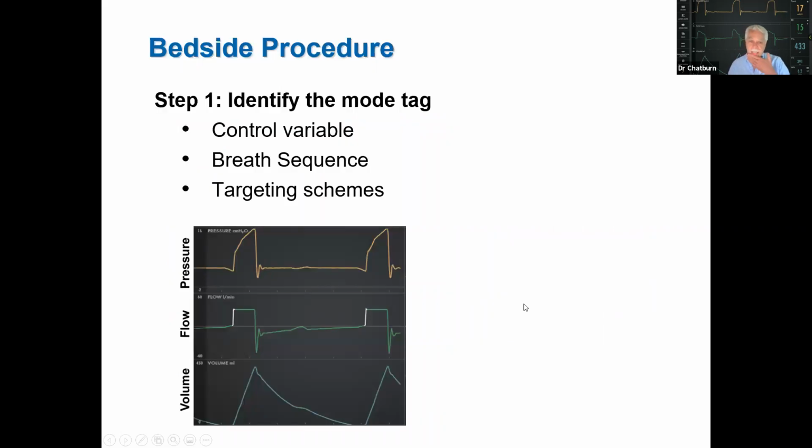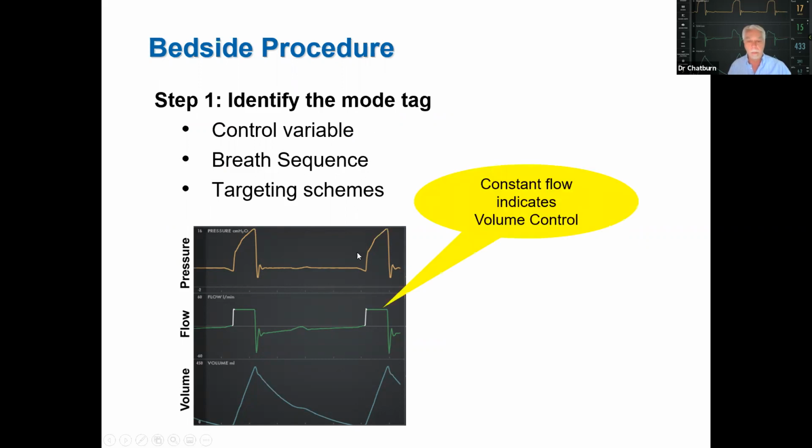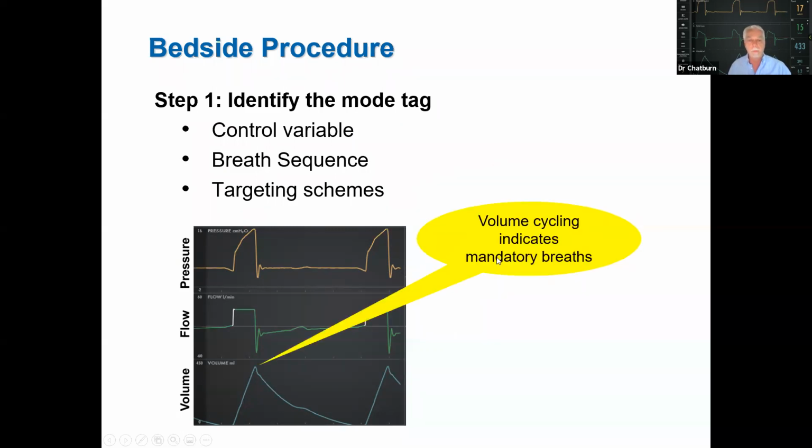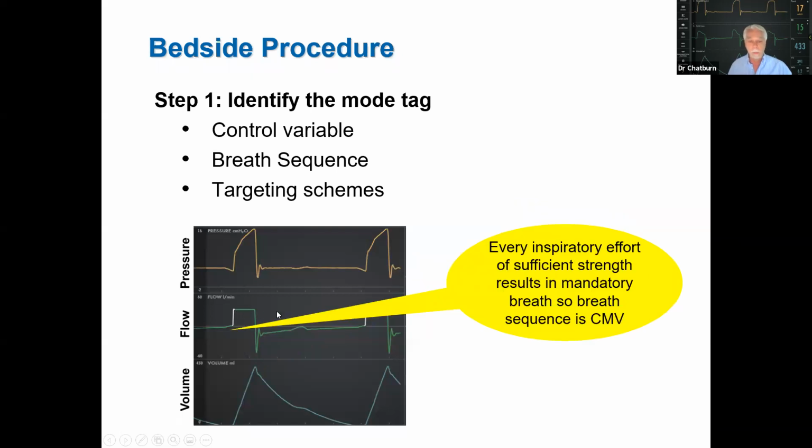Now, this is how it works. And this is just a very simple, generic bedside approach. So the first thing is to identify the mode tag, which means the control variable, the breath sequence, and the targeting scheme. In this case, we identify there's a constant inspiratory flow, and the only way that can ever happen is if you control it, which means you have volume control. And we have volume cycling and volume control, which means every breath is mandatory by definition. And that means the breath sequence is continuous mandatory ventilation.